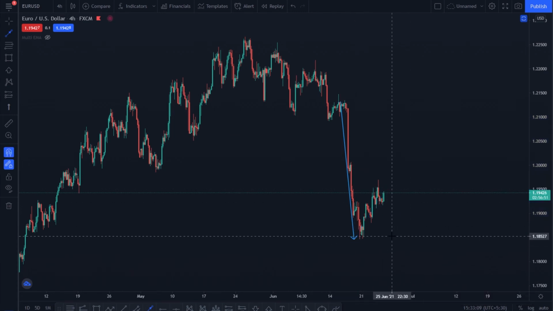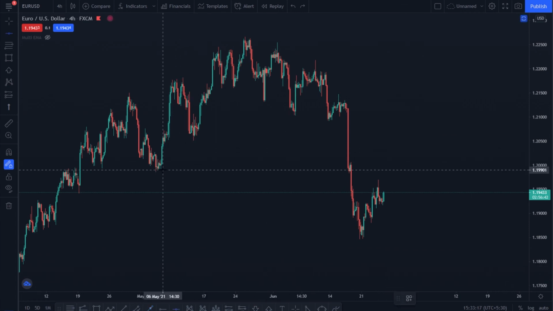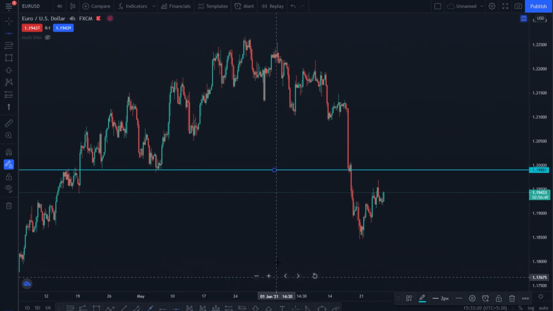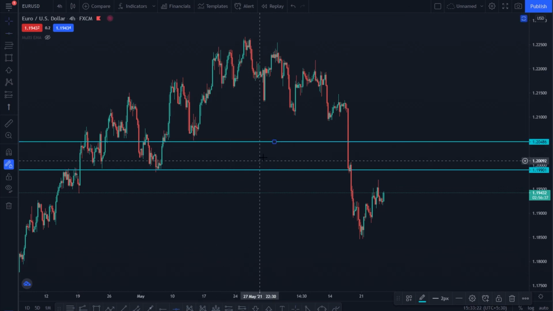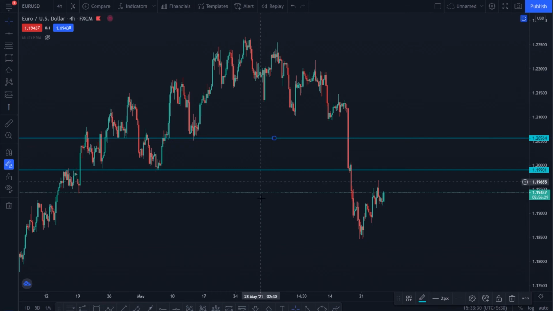Okay, now if you ask me where the pullback is going to end, I can easily say by looking left that probably over here, or maybe till here, because the market has been testing quite a lot of times over here, right?